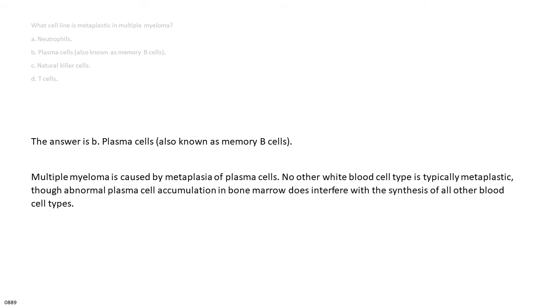The answer is B. Plasma cells, also known as memory B cells. Multiple myeloma is caused by metaplasia of plasma cells. No other white blood cell type is typically metaplastic, though abnormal plasma cell accumulation in bone marrow does interfere with the synthesis of all other blood cell types.